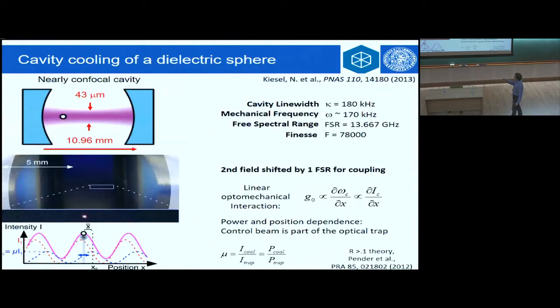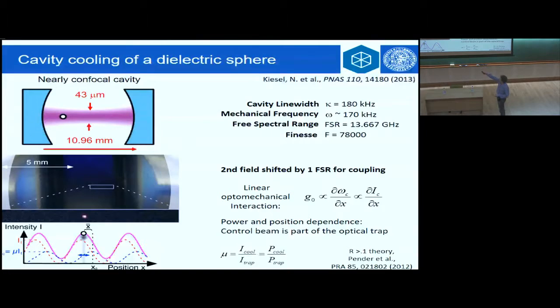So this is our experiment. What one needs to do, one cannot just have the particle in a cavity. It needs to be trapped and it needs to be coupled to a light field. And because it's not coupled when it's in an intensity maximum, one needs a second light field that is phase shifted. And we do this by having two light fields in the cavity that are shifted by 1/3 spectral range, which means there's one node missing, so to say.